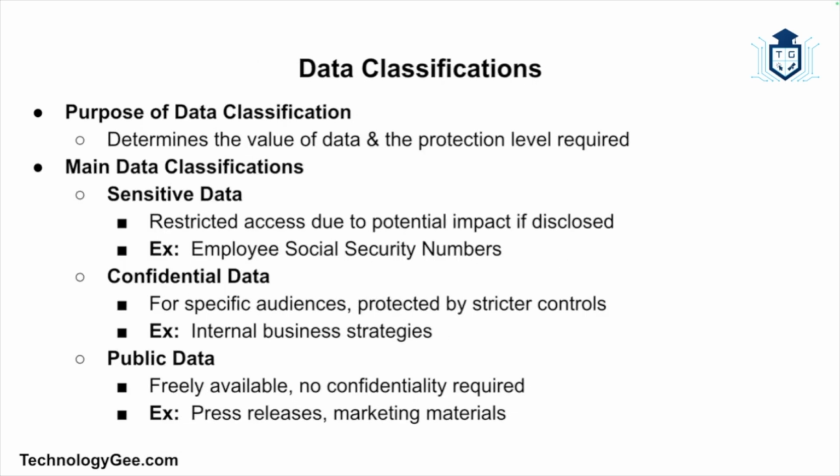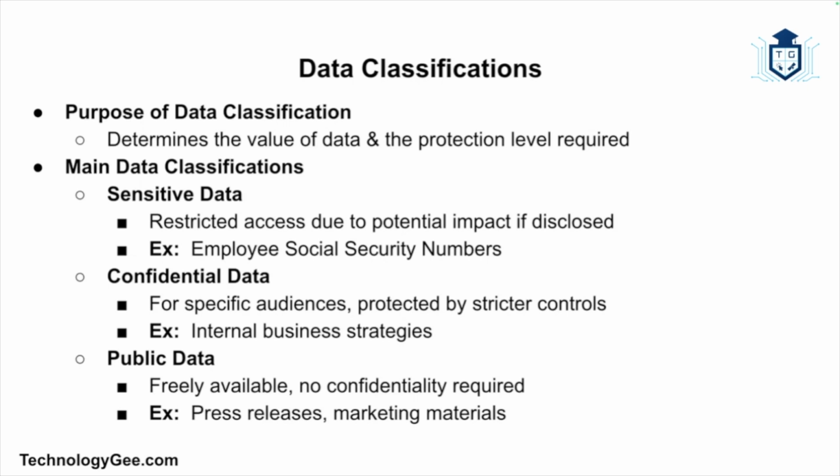All right, so moving on. Organizations classify data to determine its value and the level of protection that is required. Here are the main classifications. The first one is called sensitive data, and this is data requiring restricted access due to its potential impact if disclosed. An example of this could be an employee's social security number. Then we have what is called confidential data. This is intended for specific audiences and protected by stricter controls. An example of this could be an internal business strategy.